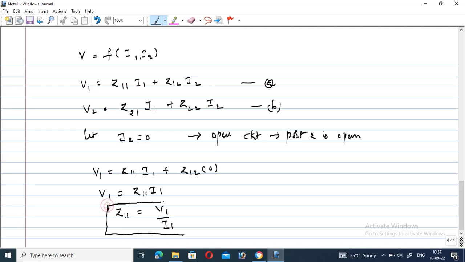Let us make one box from this one. This is the input driving point impedance. As well as from equation 2, we can also define one more parameter.